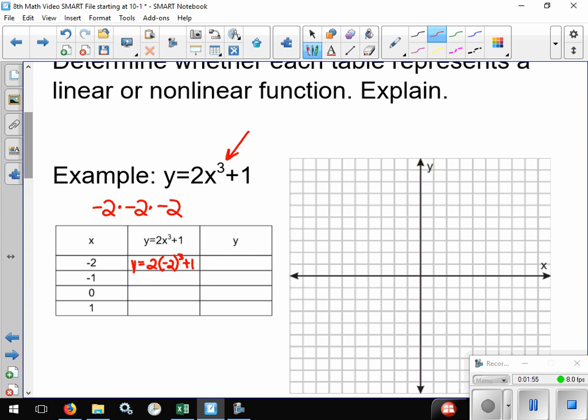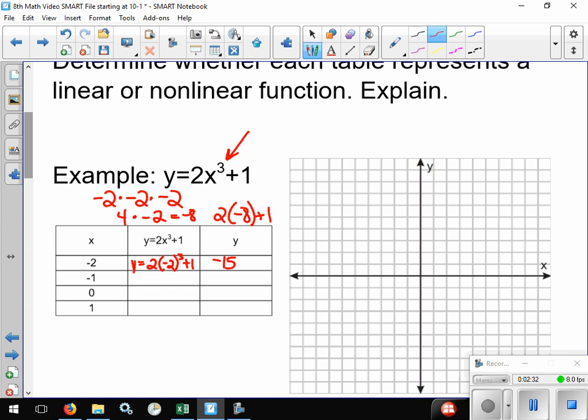Okay, so negative 2 times negative 2 gives us positive 4. You multiply that by a negative 2, and you get negative 8. So we're at negative 8 for all those negative 2's. Then we multiply it by that 2. So right now we're at 2 times negative 8 plus 1. So negative 8 times 2 is negative 16, plus 1 is negative 15.